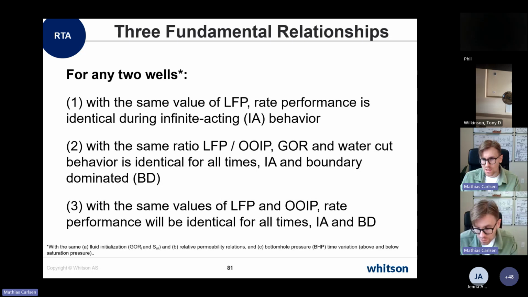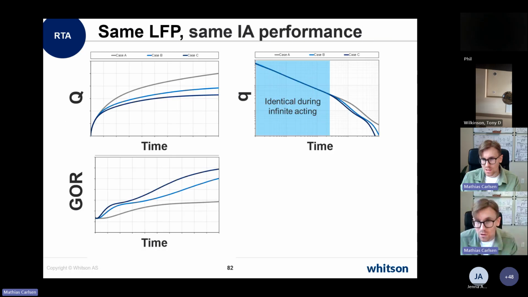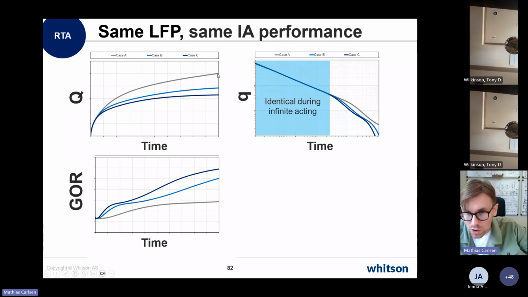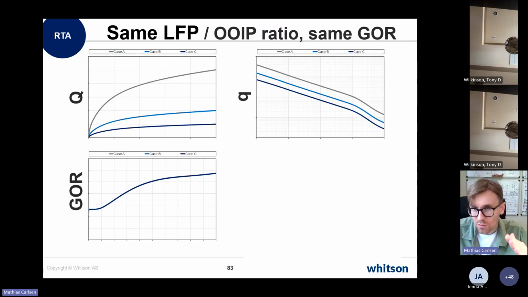And just to remind yourself that this is true, if you have the same infinite acting or the same LFP, the performance during infinite acting time is the same. And then we'll see this deviation at late time. The deviation is related to the contacted pore volume. This is a large contacted pore volume, smaller, smallest. If the ratio of LFP to oil in place is the same, the relative rates are the same. So GOR and water cut will be the same. So here they're all overlapping.